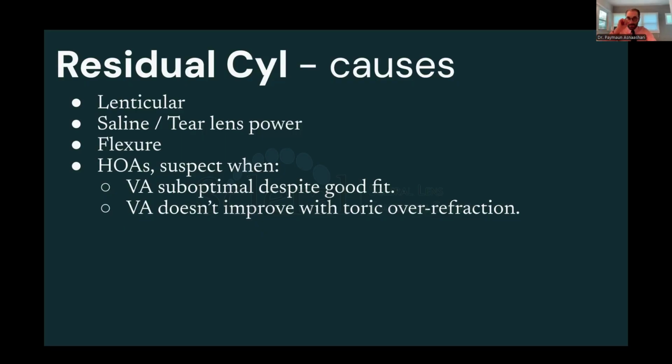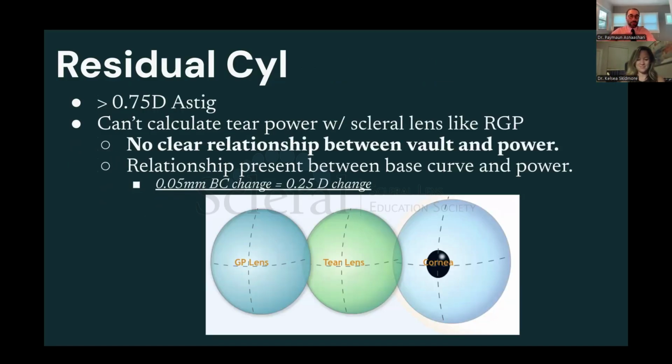So I typically will suspect this when the VA is suboptimal despite a good fit, or the VA doesn't improve with the toric over-refraction. And residual cylinder typically is when you have 0.75 diopters or more of astigmatism.